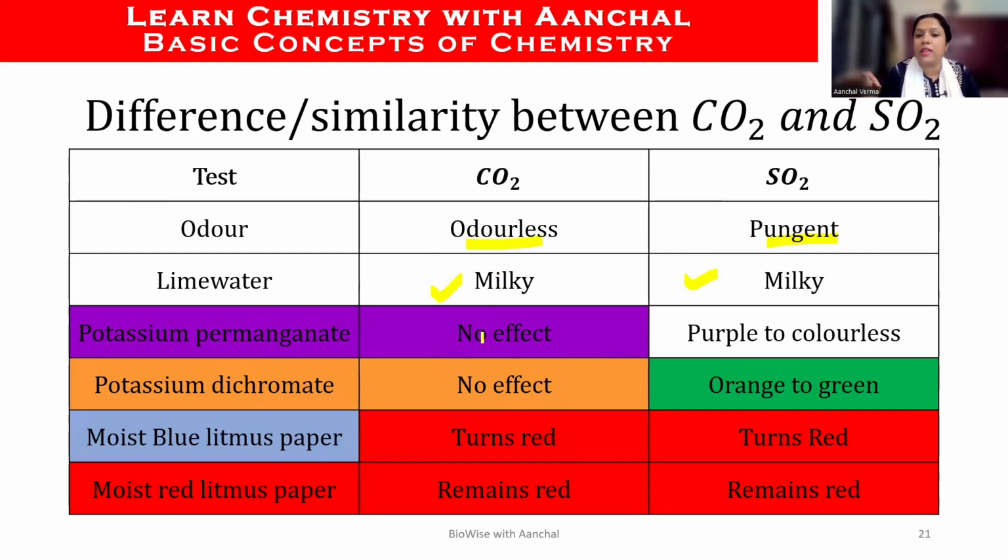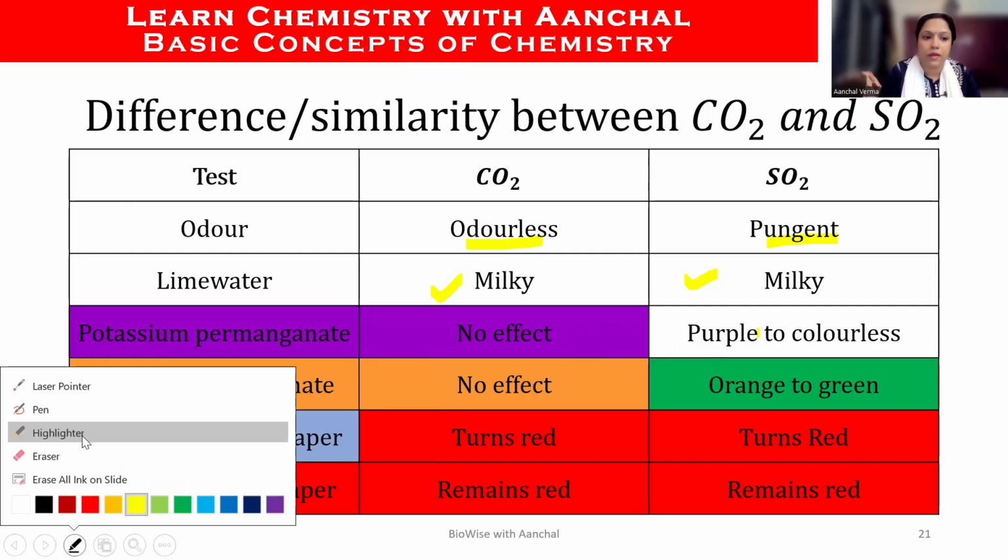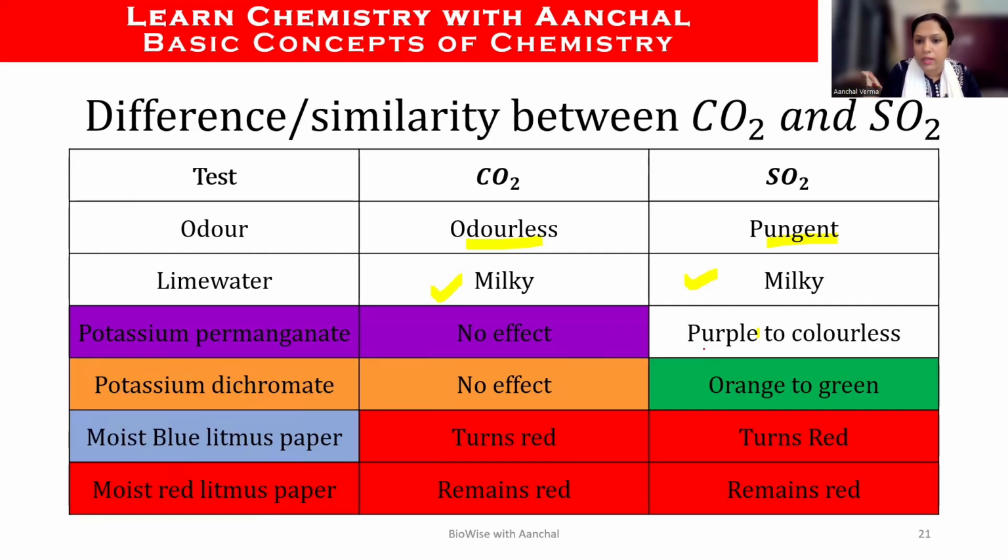Potassium permanganate: there is no effect with carbon dioxide, but here you can write pink instead of purple because we take a dilute solution of potassium permanganate, which appears pinkish in color. So instead of purple, you can write here pink. Let me write it so that it helps you to remember.